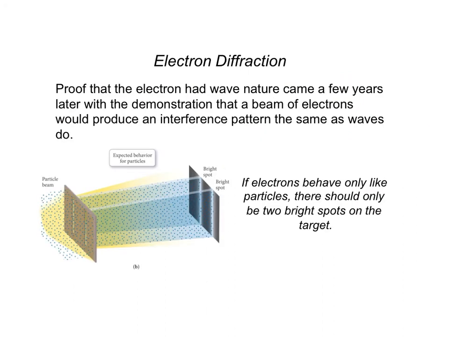Okay, so that's great. So de Broglie can say, hey, what if all things have wavelengths corresponding to them, right? But how do we actually prove that? How do we prove that the electron has a wave-like nature, a wavelength that manifests itself? Proof of this idea came a few years later in the following experiment.